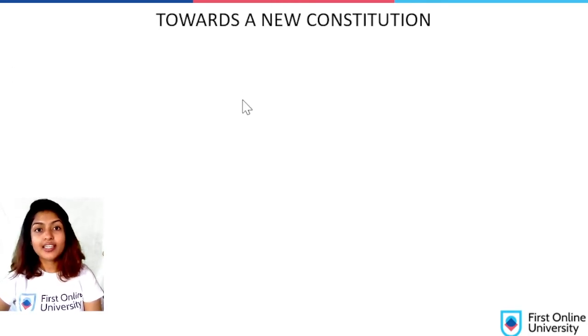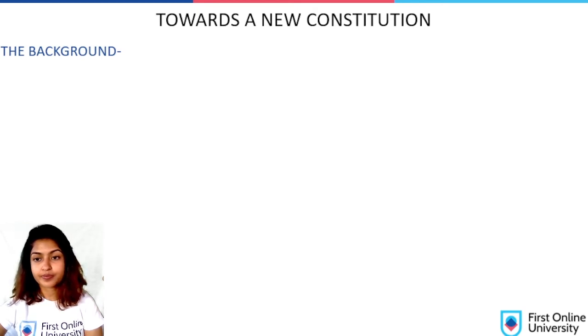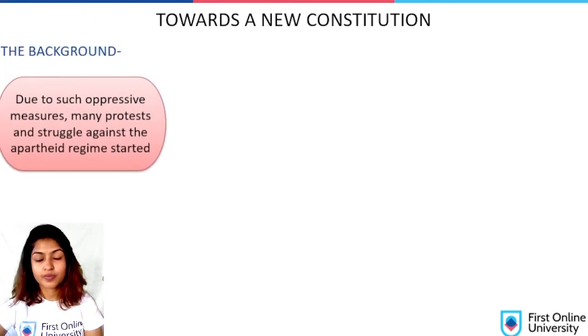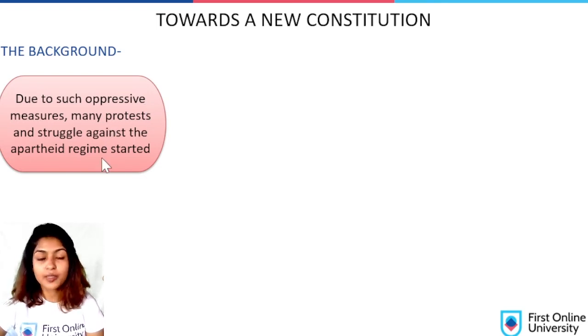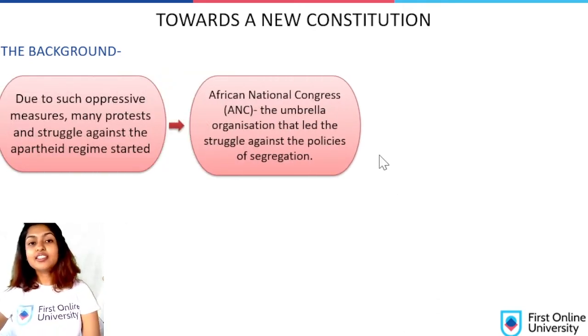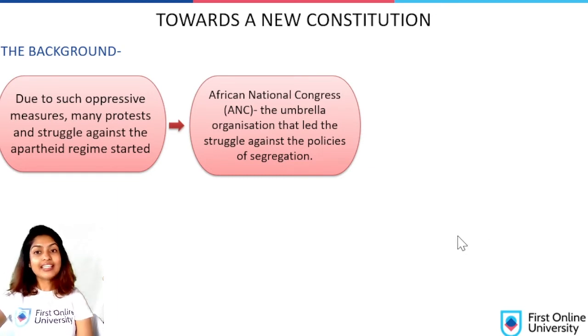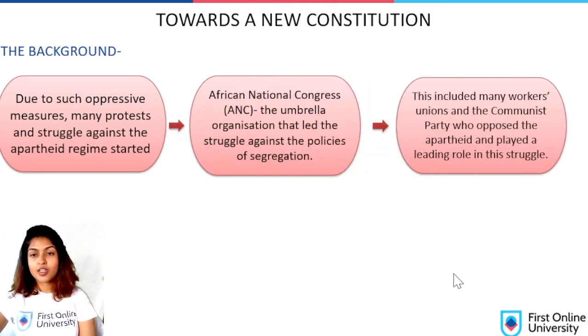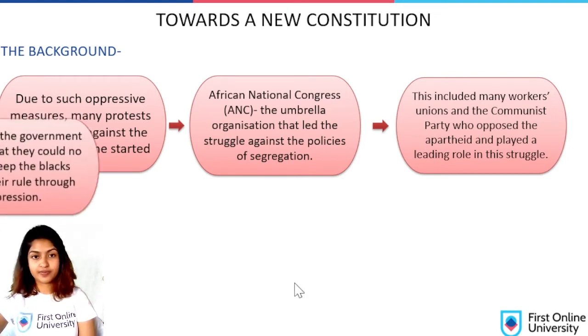Let's see what led towards the new constitution in South Africa, the background of it. We've seen what kind of oppressive measures were being followed. Because of these oppressive measures, many protests and struggles started against the regime. The African National Congress was a political entity that led the struggle against the policies of segregation. This Congress involved many worker unions and the Communist Party who opposed apartheid and played a leading role in this struggle.